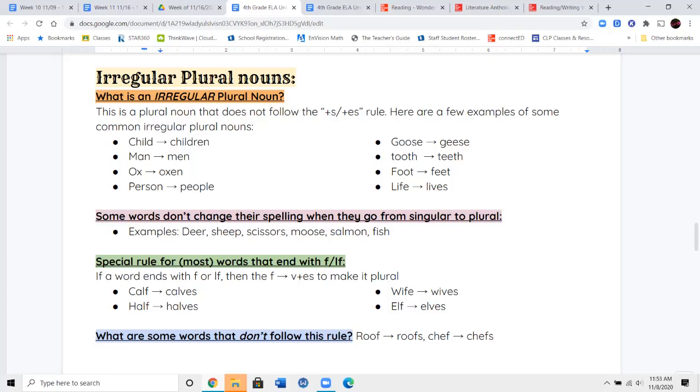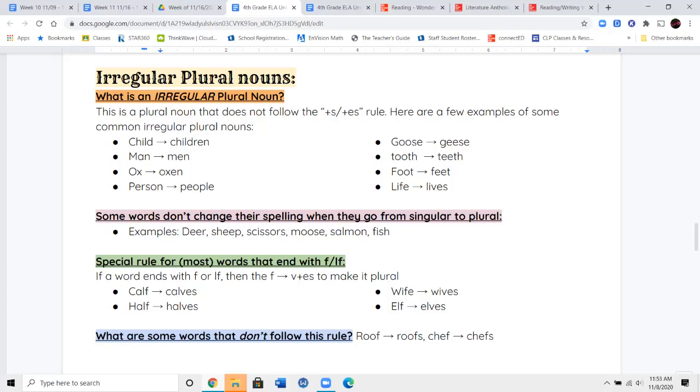And there are some words that when they become a plural, don't change their spelling. So their spelling stays the same. You don't add or change anything, whether you're talking about them in singular form, about just one, or if you're talking about them in plural form, where you're talking about more than one. So a few examples of this are the word deer, sheep, scissors, moose, salmon, and fish.